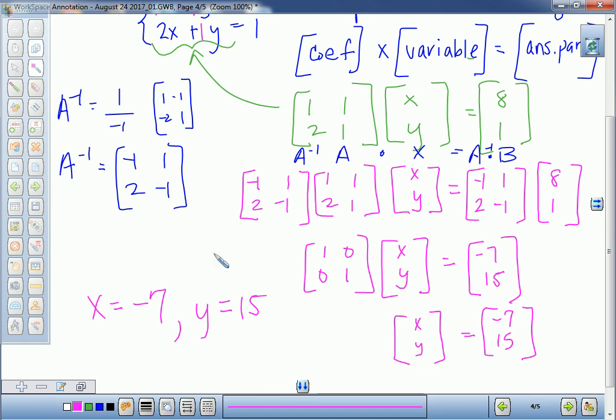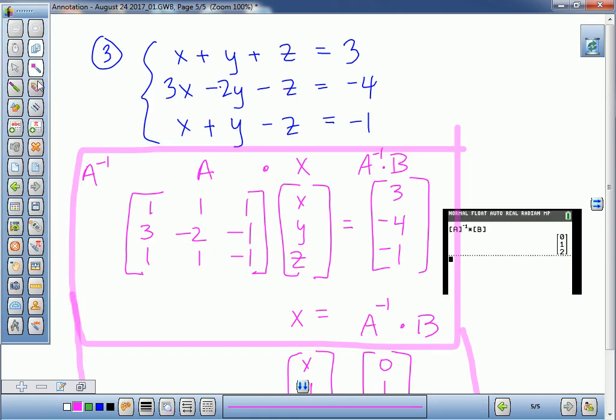But what if it was a 3 by 3? That's why we like it. Because if we had a system of 3 equations with 3 unknowns, or 4 equations with 4 unknowns, or 5 with 5, then I would never do that. This is where matrices become extremely helpful. That's actually really nice.